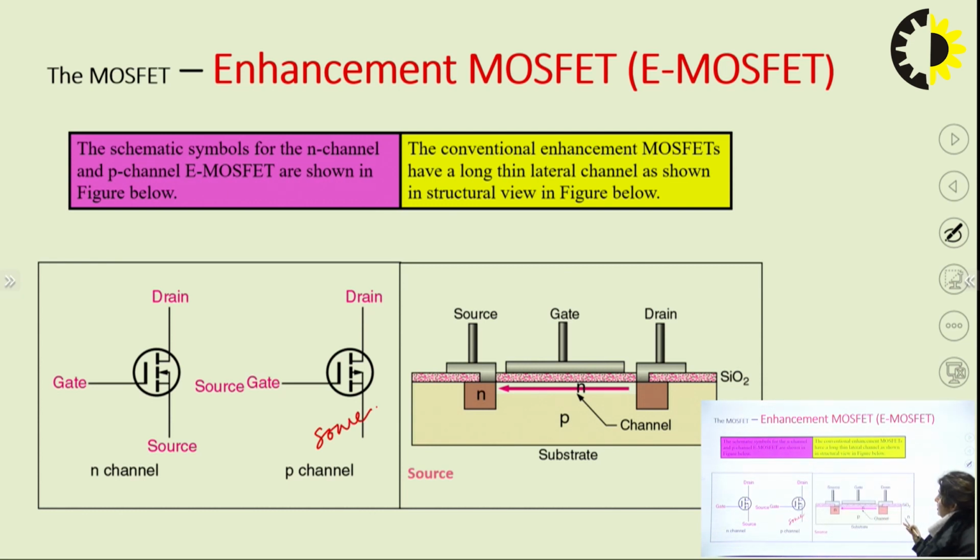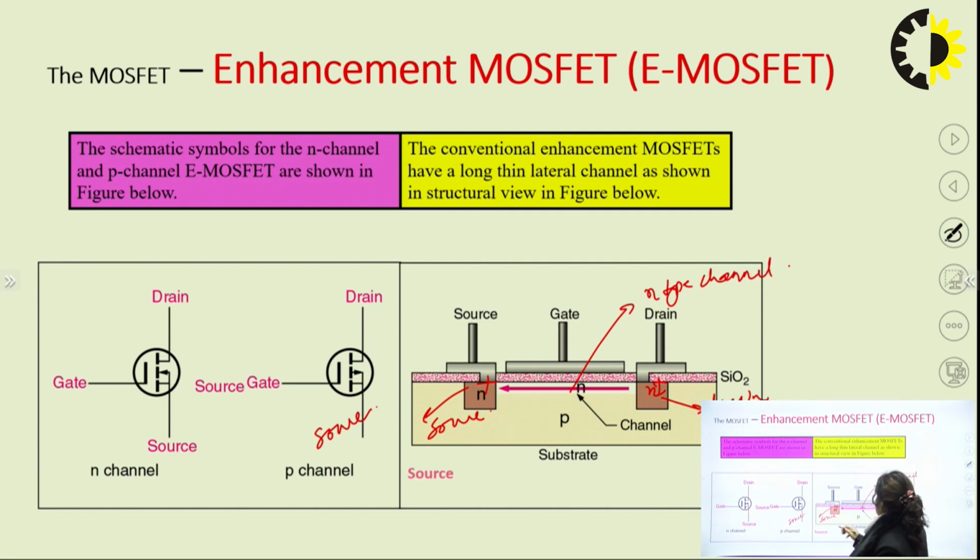From the construction point of view, if you see the construction of the enhancement type of MOSFET, we have a P type of substrate, which is obviously P type. How is it created P type? Whenever you add trivalent impurities. Similarly, we have N type of source and drain here. This is your source, N type, and this is your drain, N type. Normally it is N plus because it is heavily doped. So we have a channel which is basically an N type of channel in between the source and the drain.